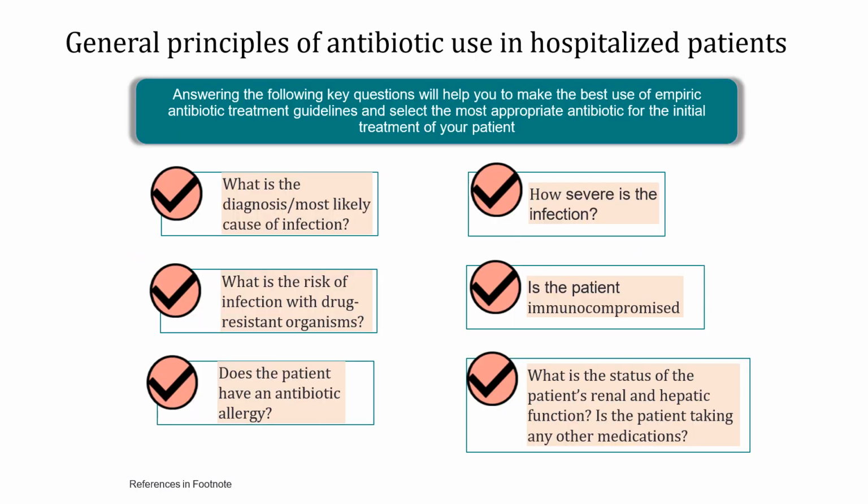Now, what are the general principles for antibiotic usage? What is the diagnosis? How severe is the infection? Is the patient immunosuppressed? What is the risk of infection? Does the patient have an antibiotic allergy? What is the status of the patient's renal and hepatic function? All these factors need to be considered during antimicrobial usage.